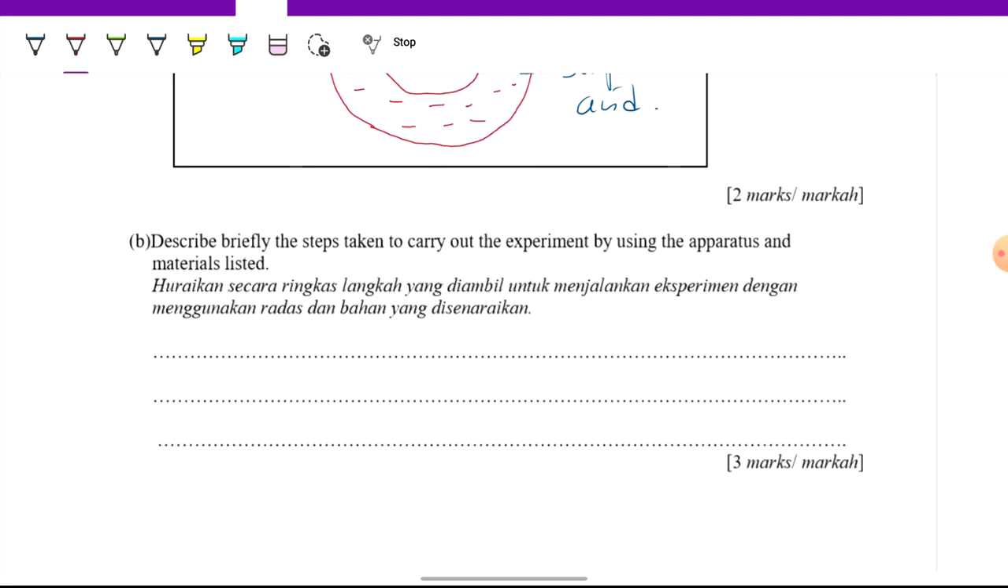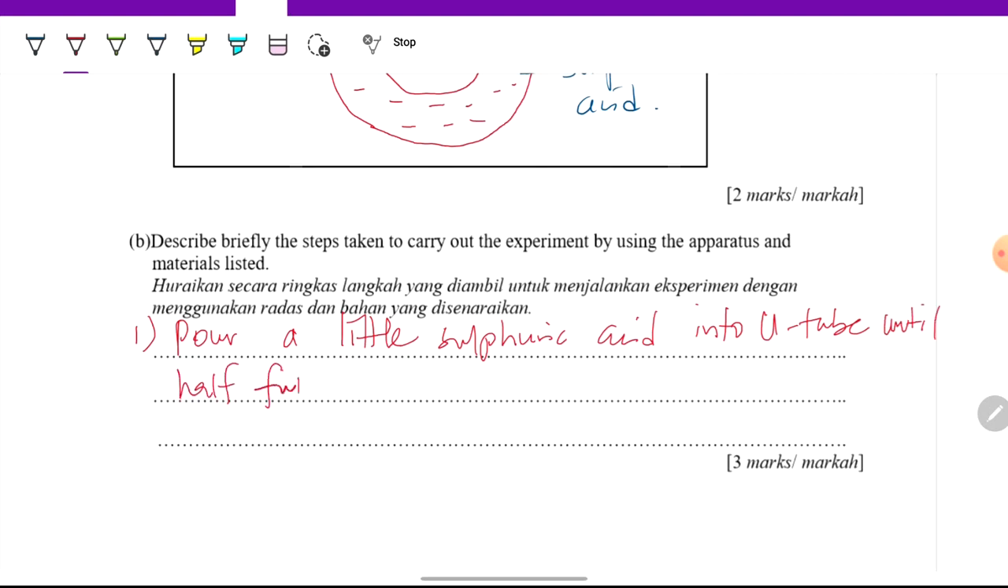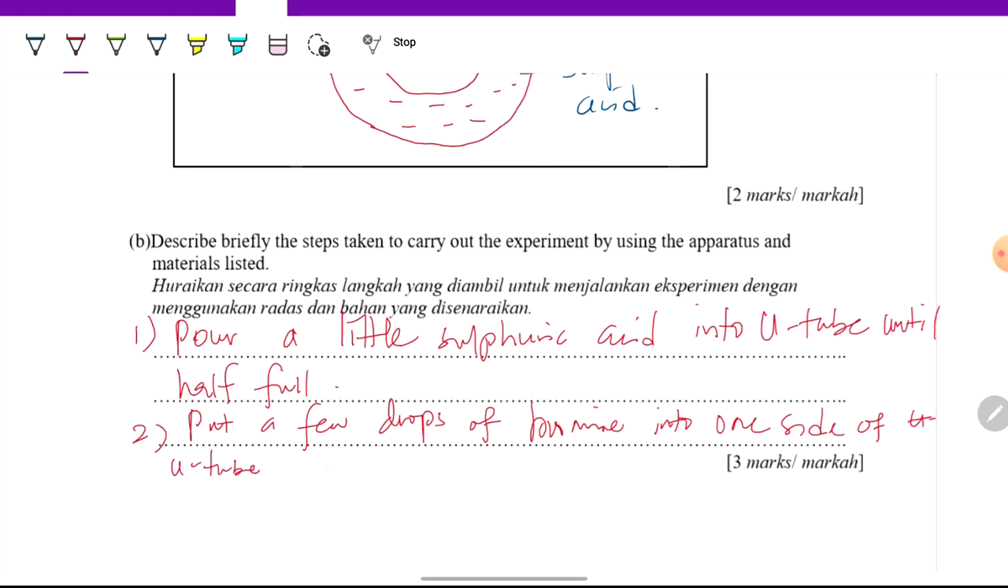Describe briefly the steps to carry out for the experiment. Let's say number one, pour a little sulfuric acid into the U-tube. Let's say until half full. Number two, put a few drops of bromine into one side of the U-tube arm.